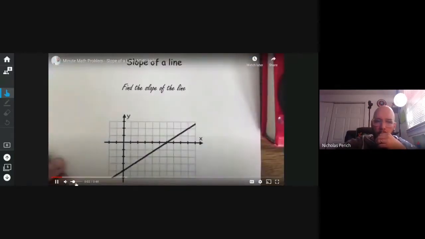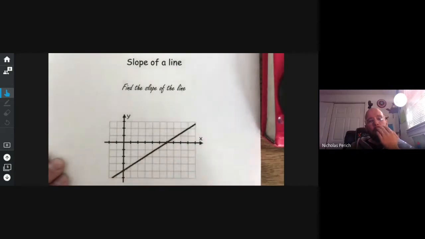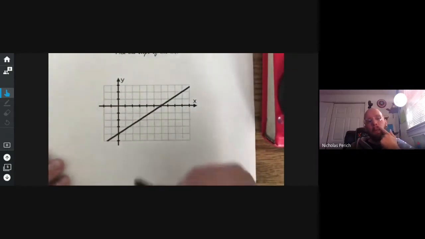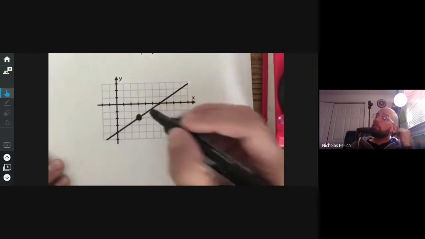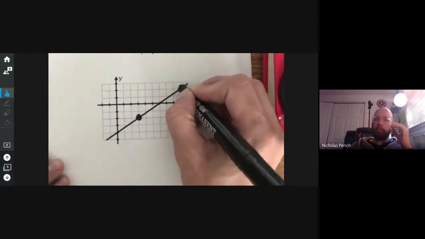All right, my job is to find the slope of the line. The slope is rise over run, so I need to pick 2 points. As you can see, I don't have any points, so I have to make them up where they obviously are. So you look like you should be a point, and you look like you should be a point.